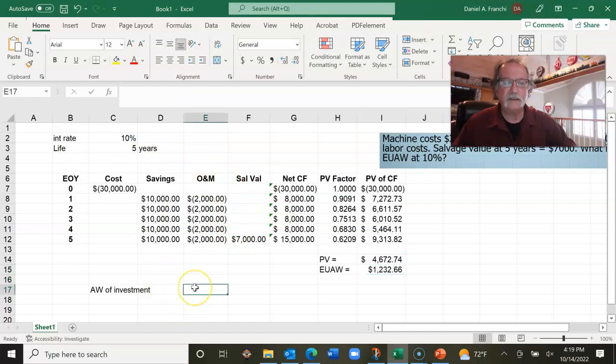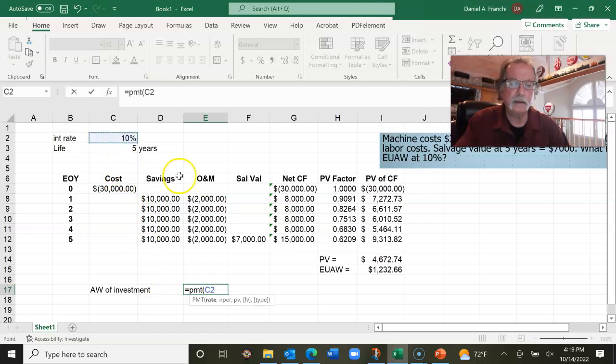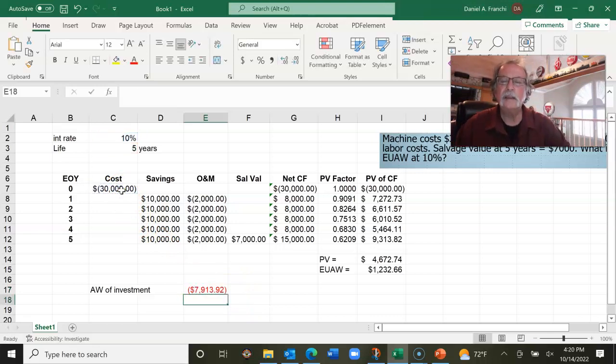So if we annualize the investment, it's going to be the payment function. The rate is 10%. The number of periods is 5. The present value, remember this flips the sign, so we're going to put negative $30,000, and we're good. So $30,000 annualized over 5 years is $7,913.92 at the end of periods 1, 2, 3, 4, and 5.